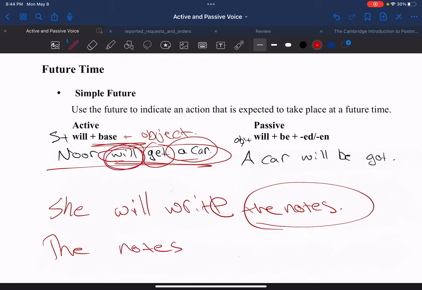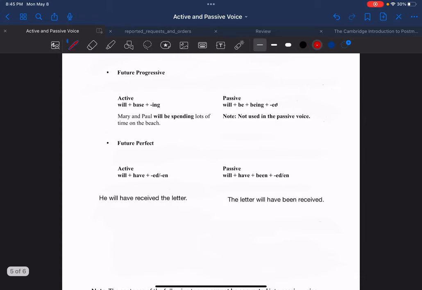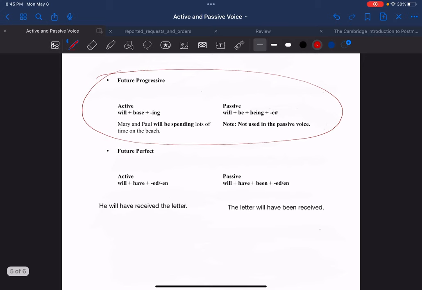When you use will, there's nothing to determine the plurality or anything. The notes or the note doesn't matter. It still will be written. This is how you change it to passive. Now, future progressive is not used in passive voice. This is just one of those tenses, along with a few other things that I will explain shortly.